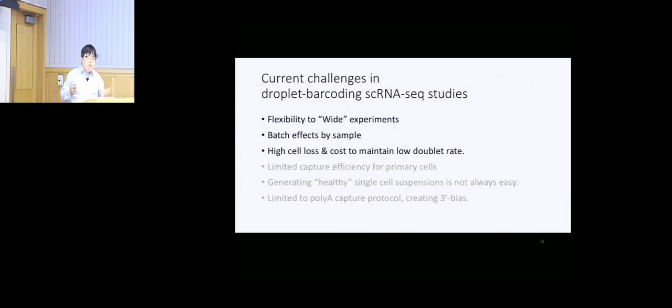So there are many other challenges in droplet barcoding single-cell RNA sequencing studies, and I only talked about 3. There are other challenges I haven't talked about and didn't address explicitly in my work. But I'm going to talk about a method that can handle these 3 challenges with a different way to design a study and analyze them.